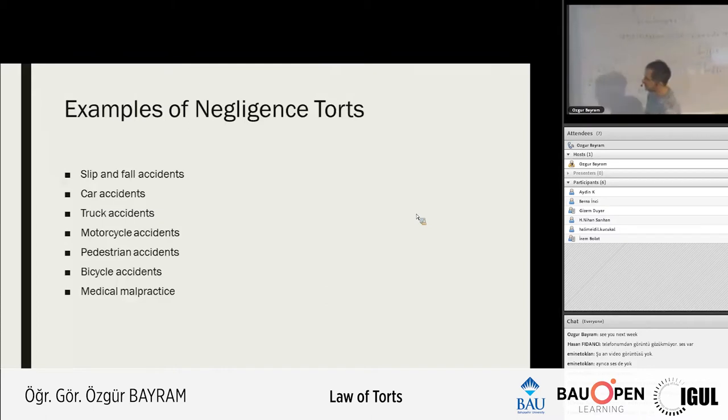Examples of negligence: slip and fall, car accidents, truck accidents, motorcycle accidents, pedestrian accidents, bicycle accidents, medical malpractice. Yeah? Kötü practice. So when you leave a scissors just below someone's bladder or intestines, you leave iplikler. After a surgery, there's like a scissors in there. Or you amputate the wrong leg. How bad is that? And then you have to amputate the right leg. You have no more legs.